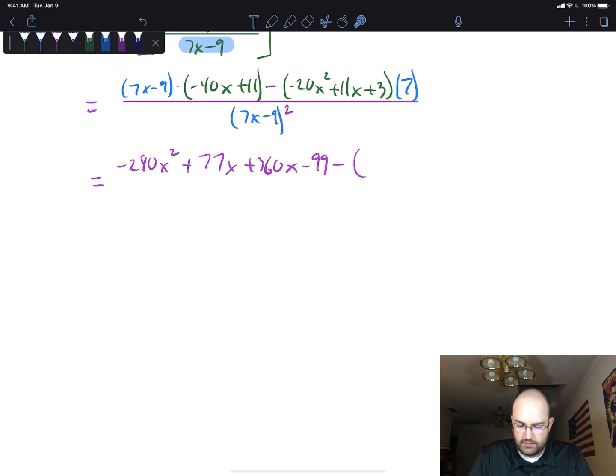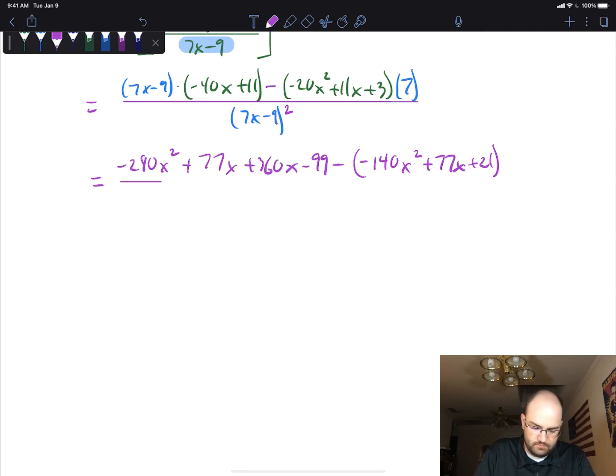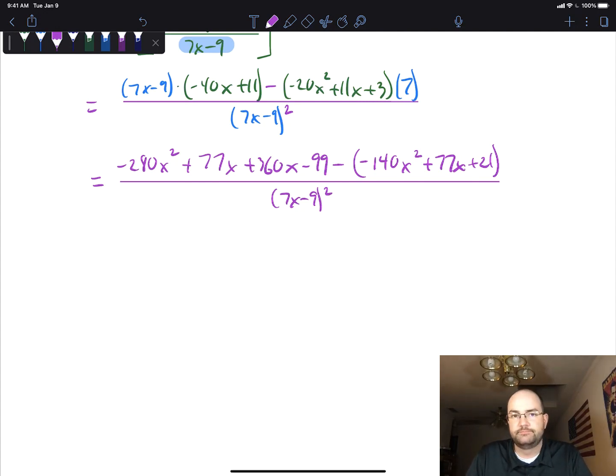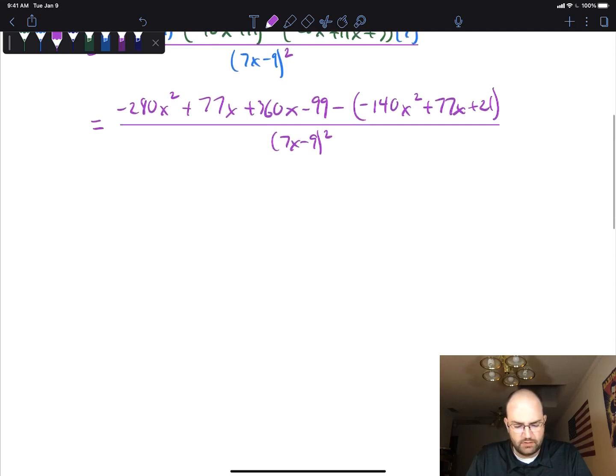Negative 20x squared times 7 is negative 140x squared. 11x times 7 is positive 77x. And 3 and 7 give you 21. All over 7x minus 9 squared. Awesome. Now just distribute the negative, or just combine like terms. I'm going to go ahead and distribute the negative.